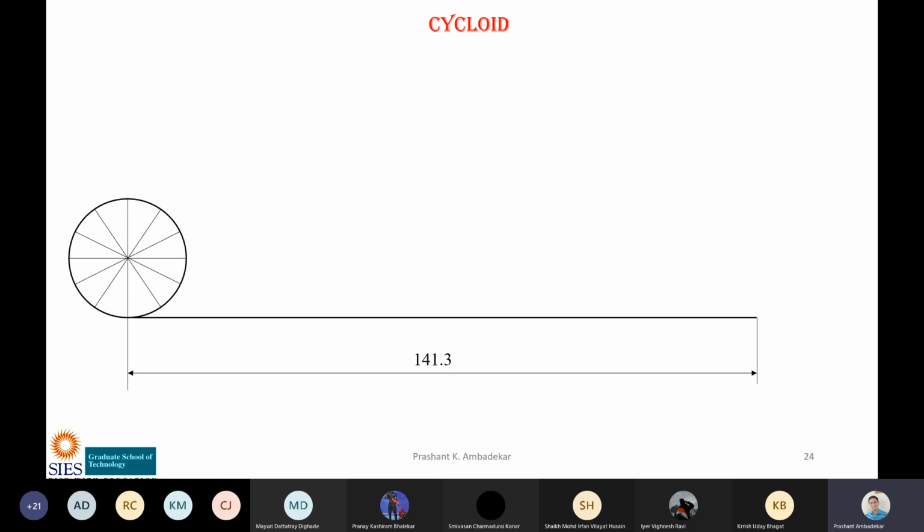Of what length? Why 141.3? Because it is equal to pi d. What is pi d? Circumference. Why circumference? Because we have to trace a curve for one complete rotation of the circle.